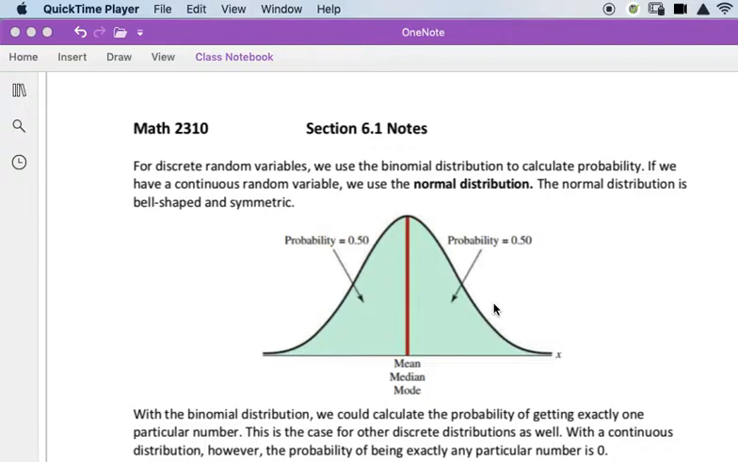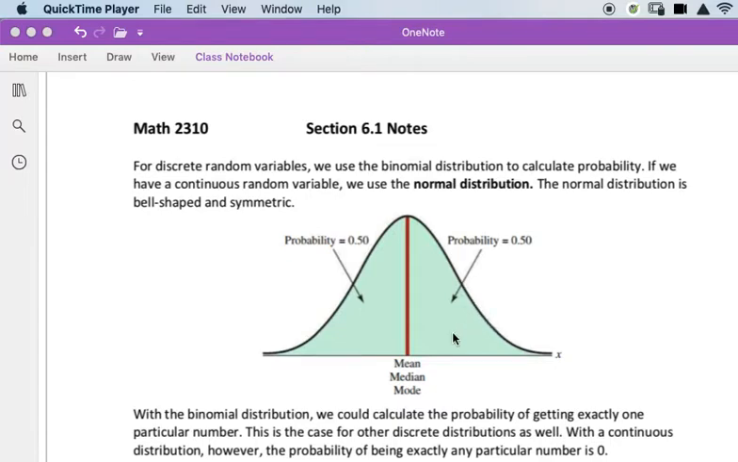We use binomial distribution, which we talked about earlier, if we have discrete random variables. The word discrete means that the values can only be whole numbers. If we have a continuous random variable, then we use the normal distribution. And the word continuous means that it can take on any decimal or fraction value. It doesn't have to be a whole number.